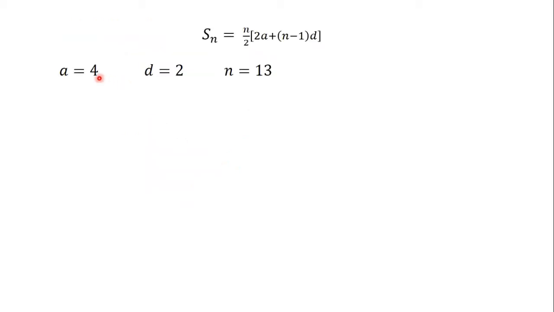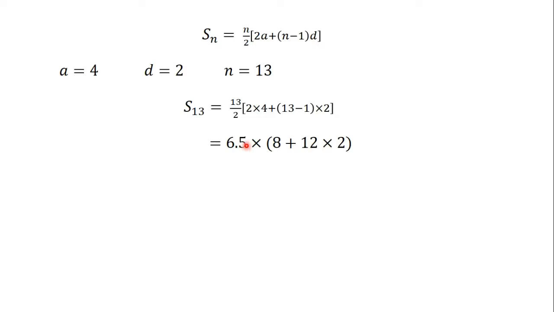Now we have the values of a, d, and n. So we can find the sum of the first 13 terms of the AP. As we have already seen, the sum of the first 13 terms of the AP will be denoted by S13. So S13 is equal to, n is 13, so 13 divided by 2 into bracket 2 times a. a is now 4. So 2 times 4 plus n is 13. So we have 13 minus 1 times d. And d is 2. So we have 13 minus 1 times 2.